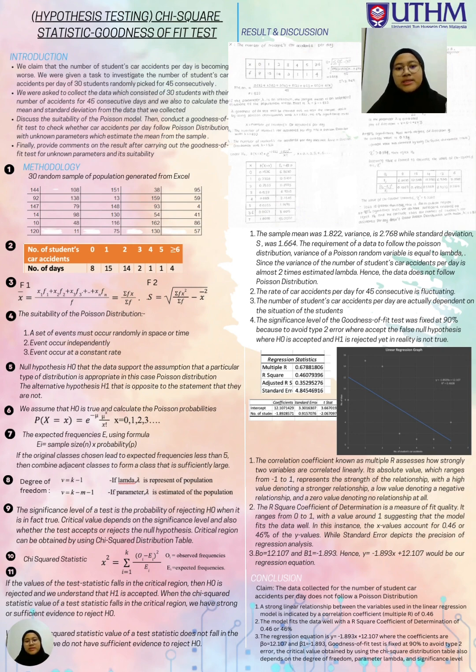So H1 is accepted. When the chi-square statistic value of a test statistic falls in the critical region, we have strong or sufficient evidence to reject H naught. When the chi-square statistic value of a test statistic does not fall in the critical region, then we do not have sufficient evidence to reject H naught. That's all from me. Thank you.